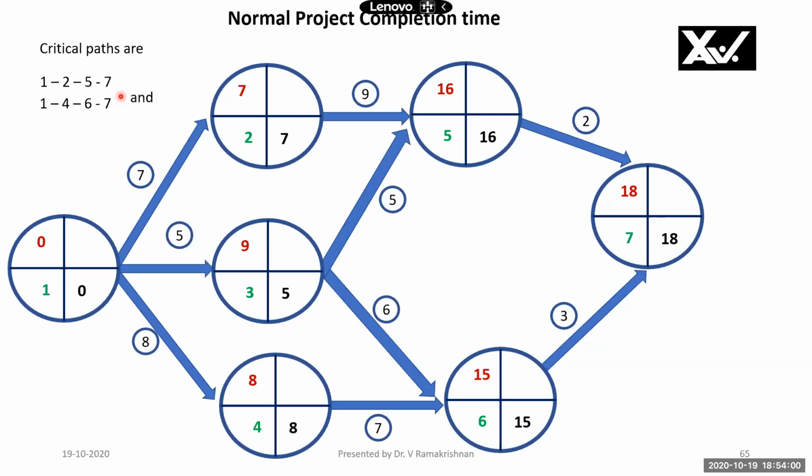Now critical paths are obtained by using the relation for any activity, the end node E and L and starting node E and L, the starting node E and L should be same.